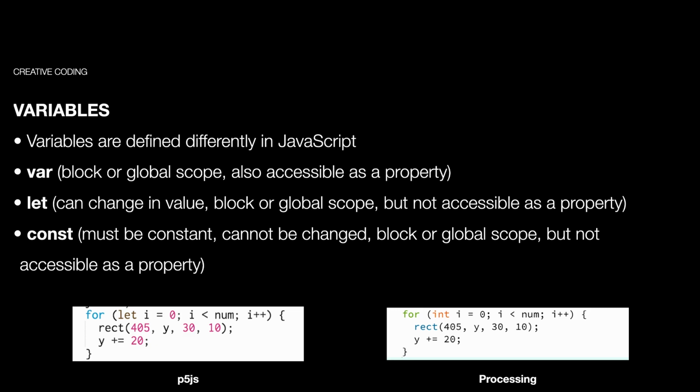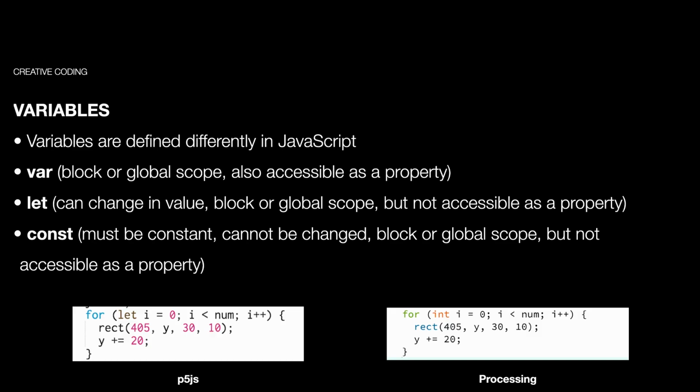But let is something you'll probably start to see more often. It's like var. The main distinction between let and const is that let is something that's supposed to change in value. So if you're going to assign it new values, you should use let, not const, because constant has to be constant. let can also be block or global scope based on where you place it, but it is not accessible as a property. So that could be one instance where if you need that value, that property, you might want to use var instead.